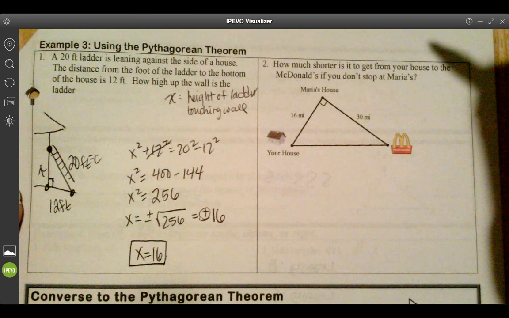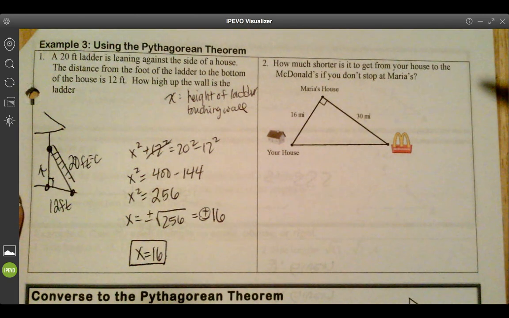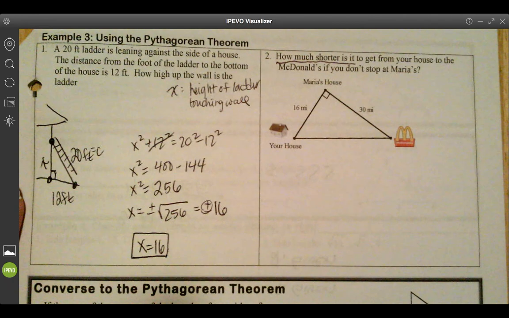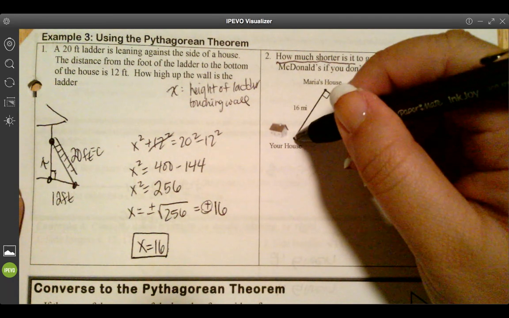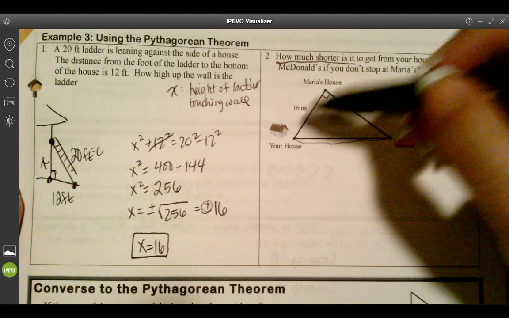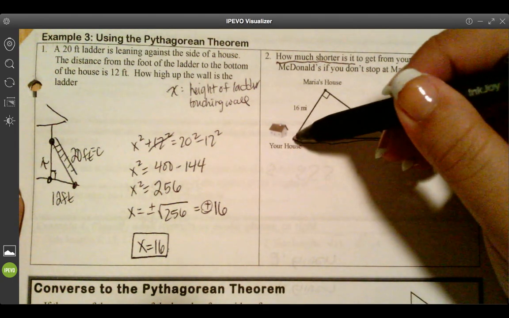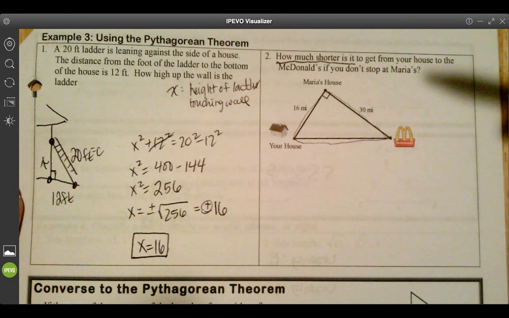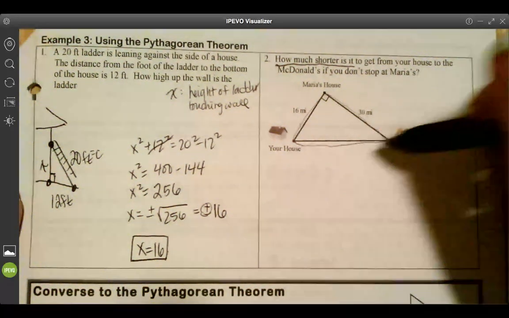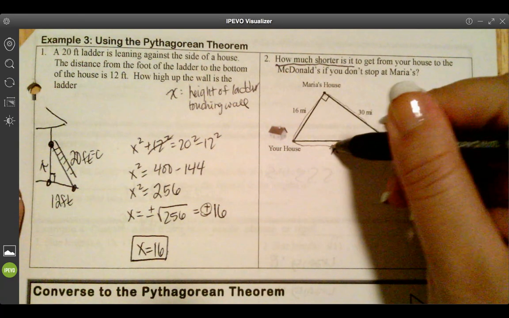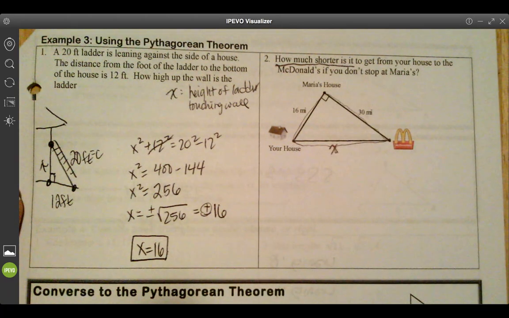For our second one here, it's a little tricky because you have to read the question carefully. How much shorter is it to get from your house to McDonald's if you don't stop at Maria's? So the question is, if I walk from my house to McDonald's, it's going to be a certain length. If I walk that same route, but I stop at Maria's house on the way, it's going to be a certain length. And I want to know how much shorter is it to walk straight to McDonald's without stopping at Maria's. And that means I need to know how far it is on this hypotenuse length to McDonald's.